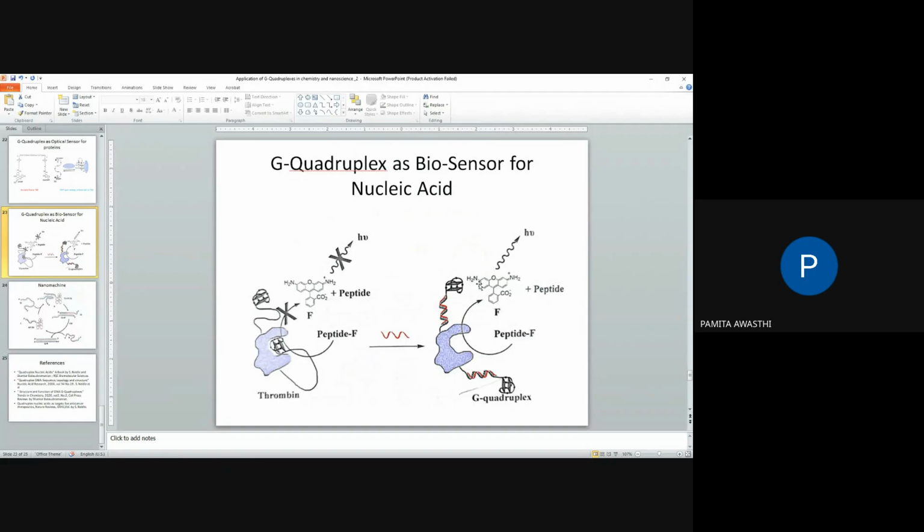Then G quadruplexes as a biosensor for the nucleic acid. So DNA can also be detected using the same thrombin binding aptamer, or you can say by interacting with this particular oligonucleotide. A group of scientists used the electrochemical version of the molecular beacon.